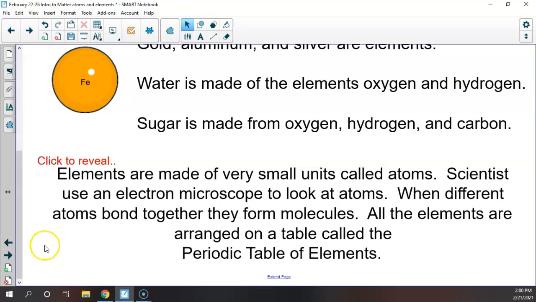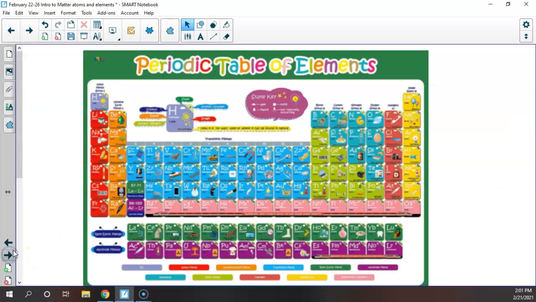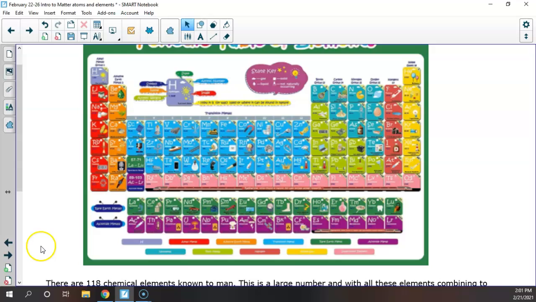So elements are made of very small units called atoms. Scientists use an electron microscope to look at atoms. When different atoms bond together, they form molecules. All the elements are arranged on a table called the periodic table of elements. You've probably seen something like this before. This is that periodic table of elements.